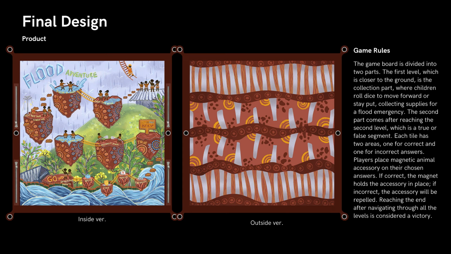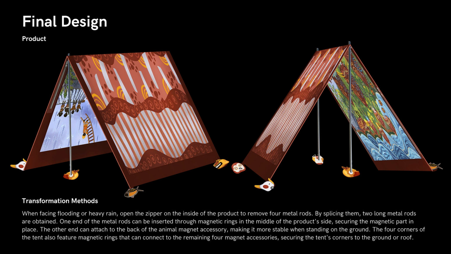This is the flat layout of the product. The four sides of the product are equipped with storage pockets for holding the modular metal rods. The magnetic loops placed at the corners and sides transform into fixing elements when converting into a simple tent. This is the form of a simple tent where animal accessories and magnet rings are combined to secure the tent and provide shelter for children.